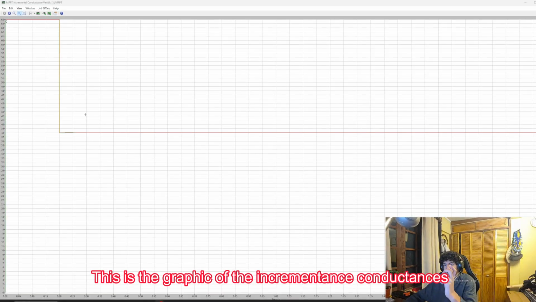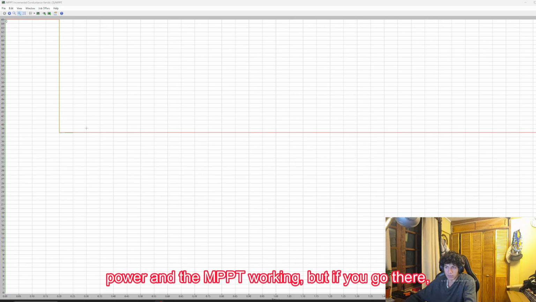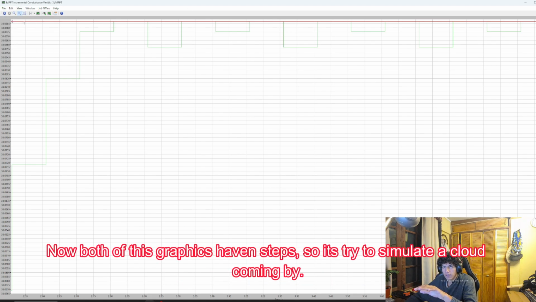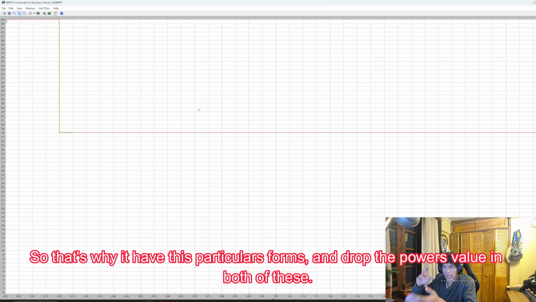This is the graphic of the incremental conductance. So as you can see, the steps are so small you can't even differentiate between the maximum power and the MPPT working. But if you go further, you're going to see the little steps it has. So the differences are minimal. Now, both of these graphics have a step, to simulate a cloud coming by. So that's why it has this particular form and drops the power value in both of these.